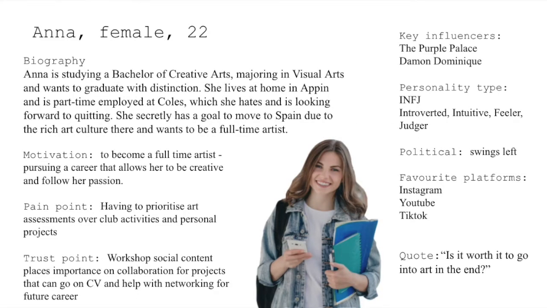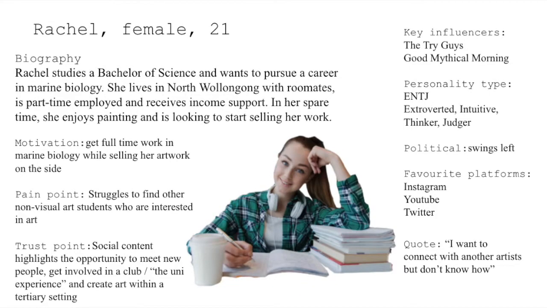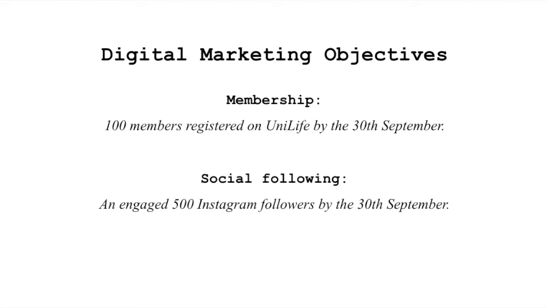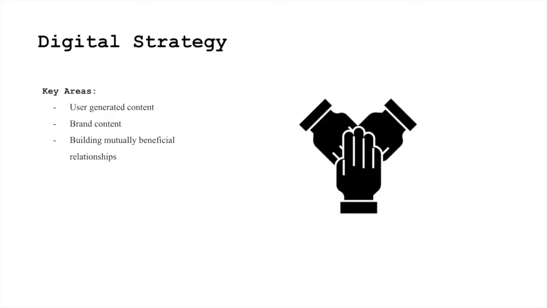The two buyer personas have been created in order to accurately target marketing activity. The first buyer persona is Anna, a 22-year-old visual arts student. The second being Rachel, a 21-year-old science student. The two digital marketing objectives are as follows. First, 100 members registered on UniLife by the 30th of September, and second, an engaged 500 Instagram followers by the 30th of September. The key areas of digital strategy focuses on are user-generated content, quality brand content, and building mutually beneficial relationships.